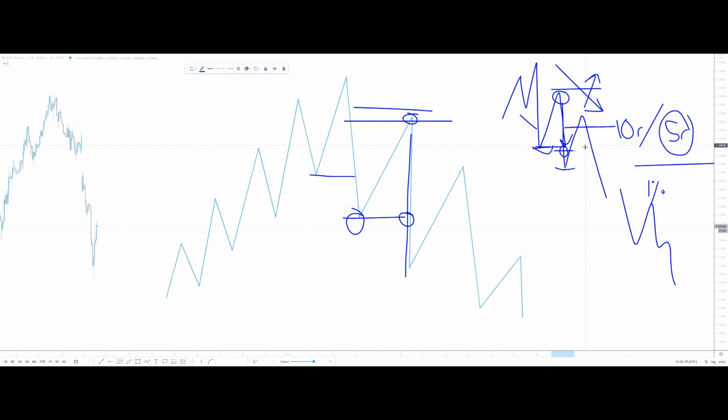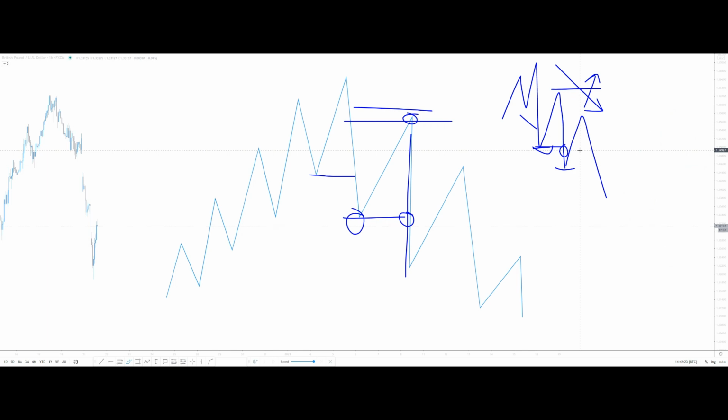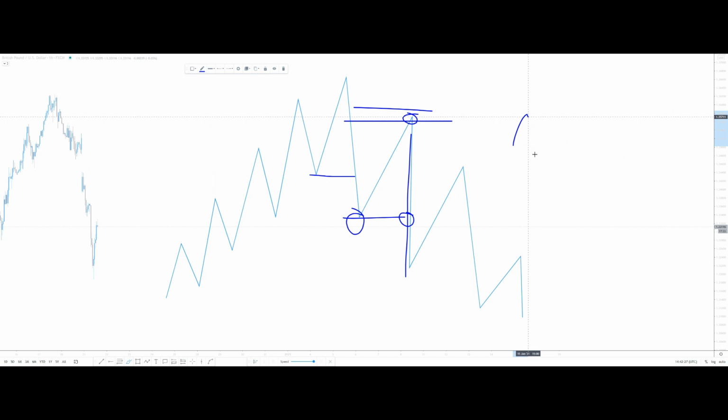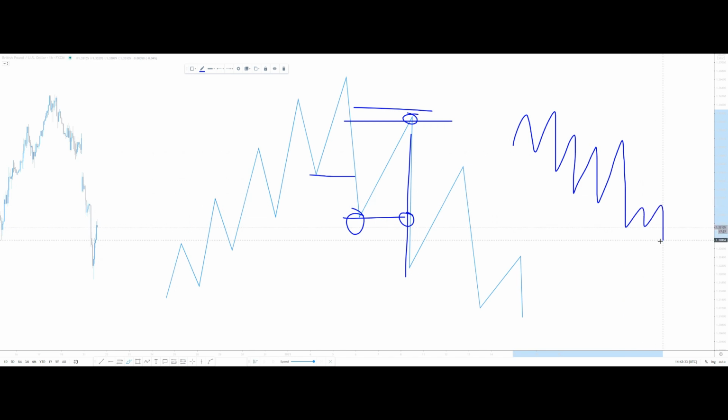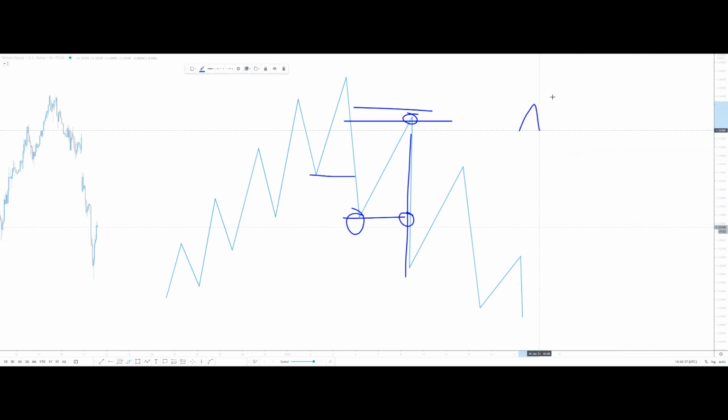However, sometimes you get these really annoying moments where you get this, where price would come and then carry on. Actually, that's a very bad drawing. Let me draw that again. So sometimes you'll get this.